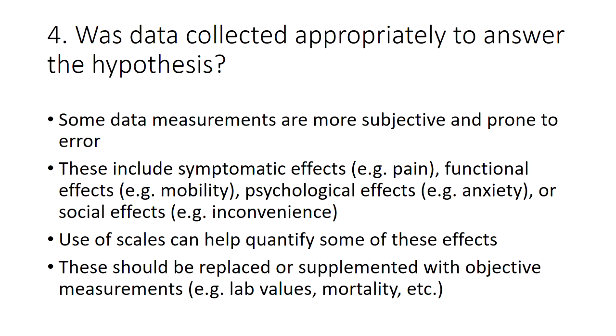So the fourth question is, was data collected appropriately to answer the hypothesis? Some data measurements are more subjective and prone to error. If possible, those should be avoided, just because subjective data isn't as rigorous as objective data. Some of these subjective measurements include symptomatic effects like pain. Pain is very subjective.